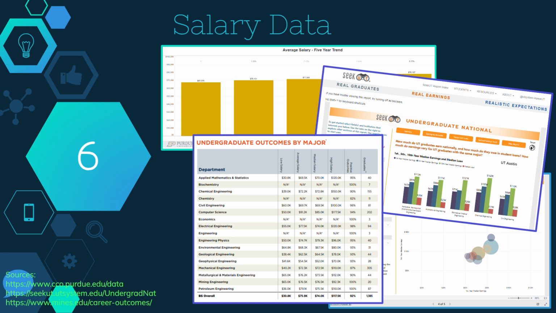So anyway, when you're looking at salary data, make sure you're comparing the same thing. The UT system data that's on the right side here shows first year, fifth year, 10th year earnings. They do use median, which is great, but make sure you're starting with that first year earnings rather than trying to compare some 10 years.